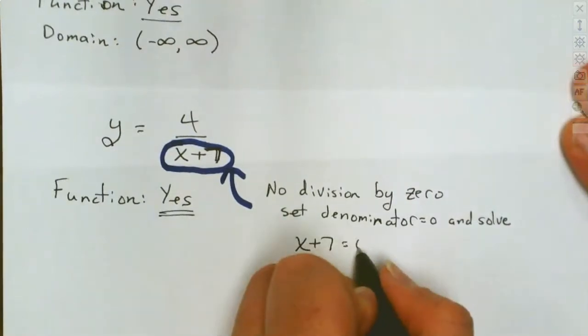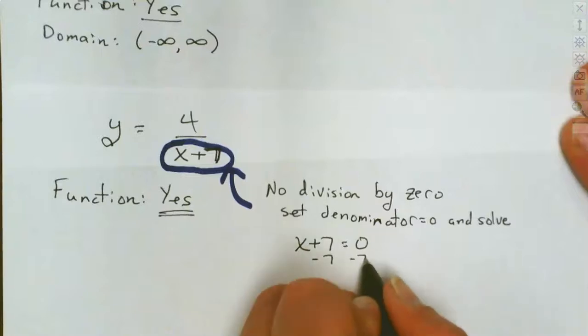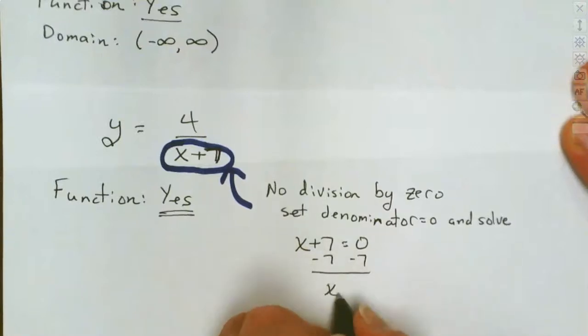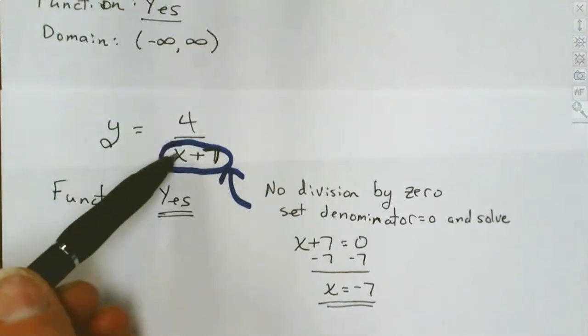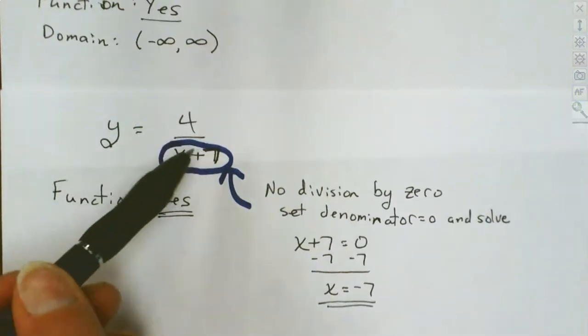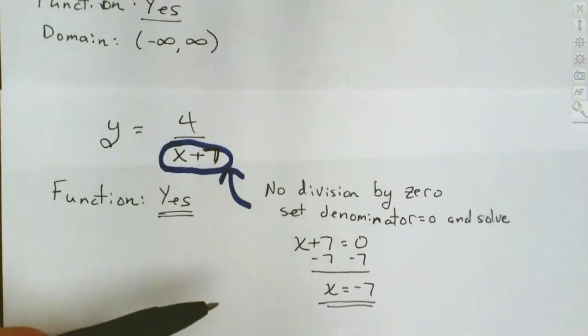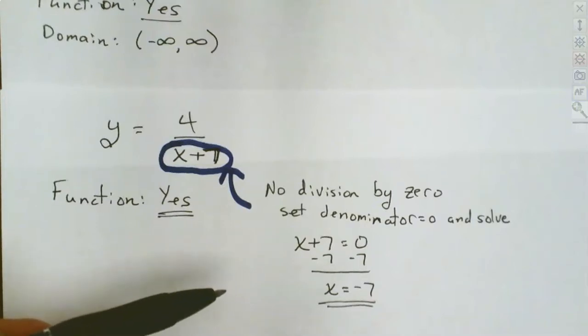So x plus 7 equals 0. Move that 7 over. And now we've got x equals negative 7. Now we cannot have negative 7. Because if I were to plug the negative 7 back in, I would get minus 7 plus 7, that makes it 0. And can you take 4 and divide it by 0? No, you cannot do that, because you cannot take a number and divide it by 0. That's undefined. It doesn't exist. So we find the number that's going to make it 0.